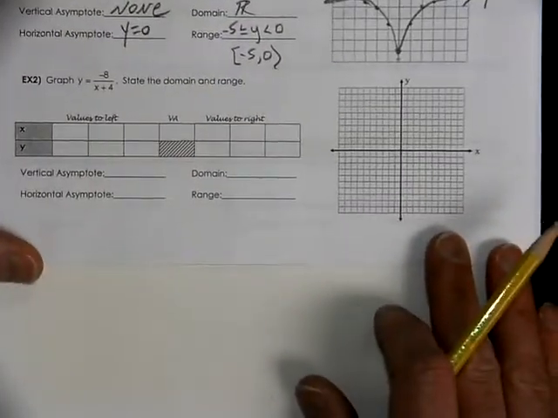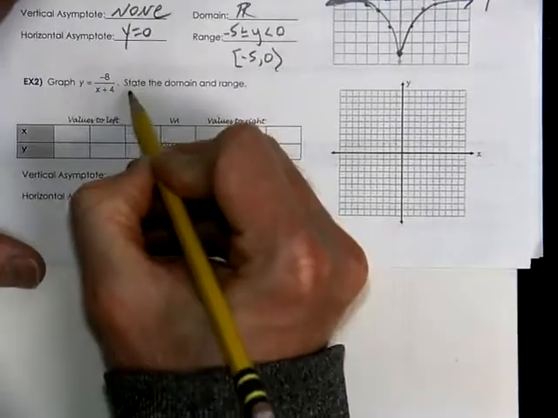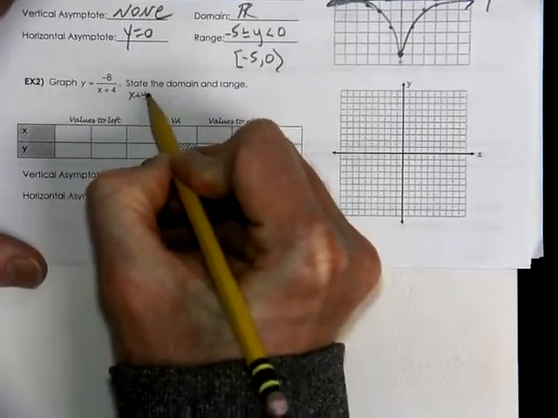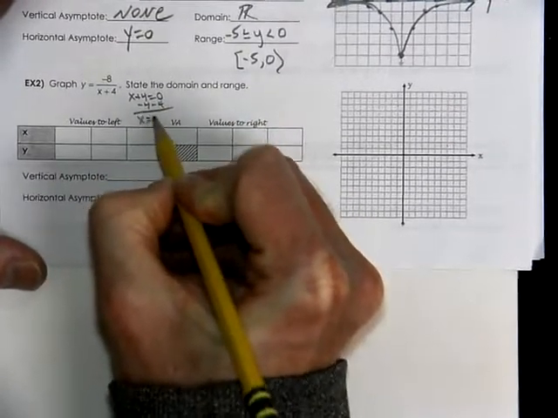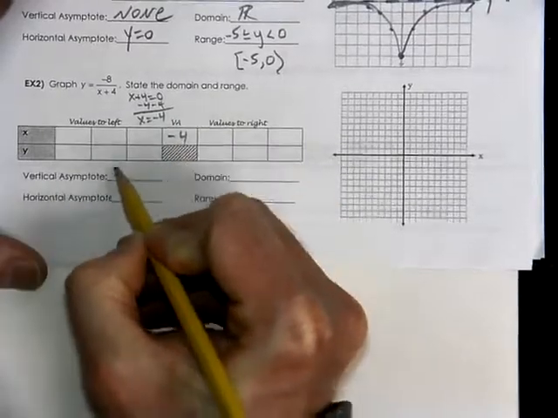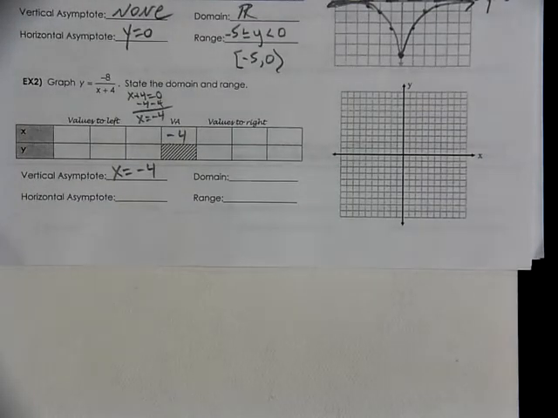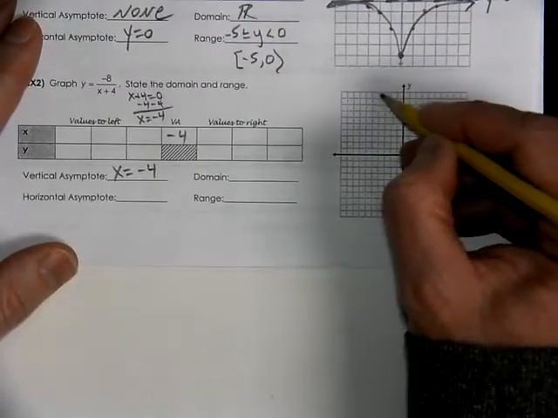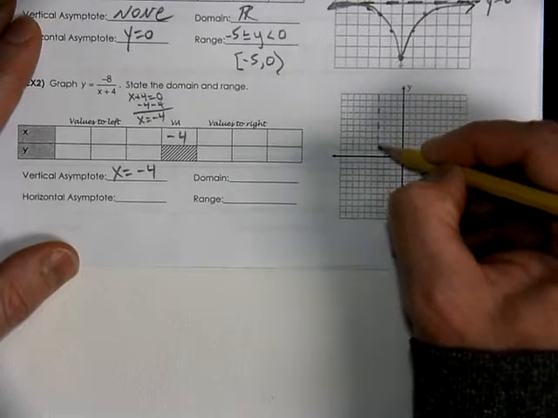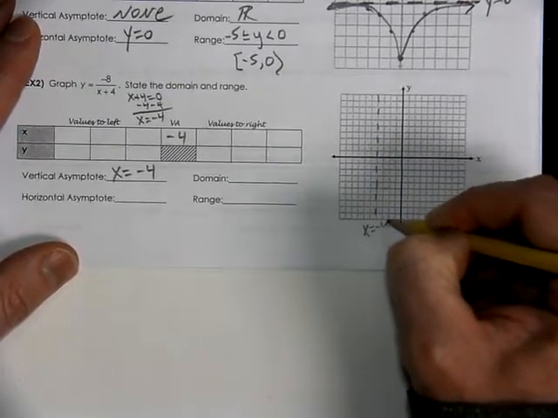Come down to our next one. To find out your vertical asymptote, we set the denominator to 0. So we know the vertical asymptote is going to be x equals -4. We can come in here and plot that out at -4.